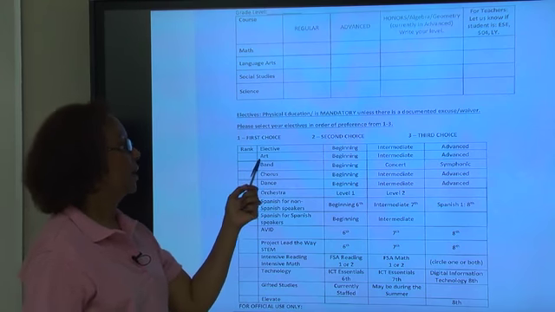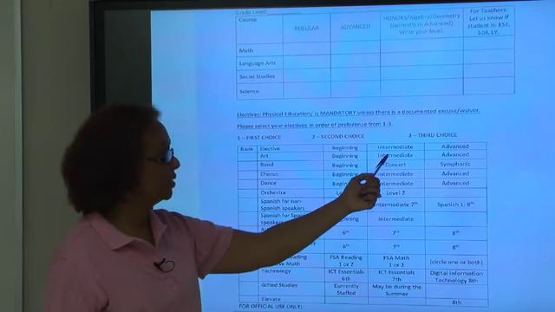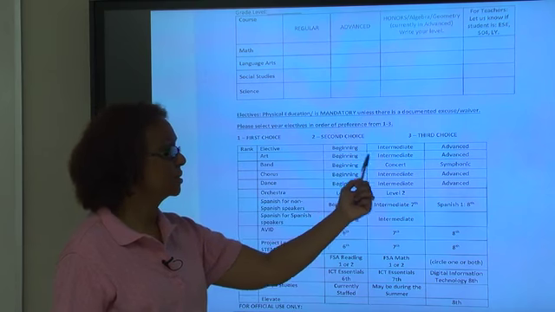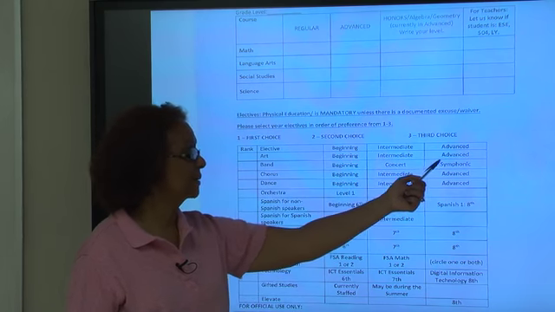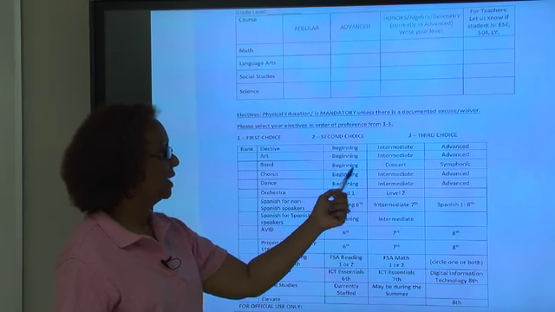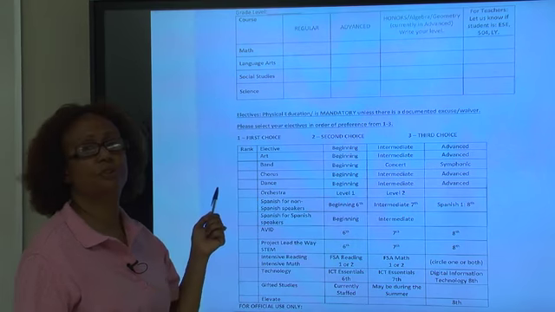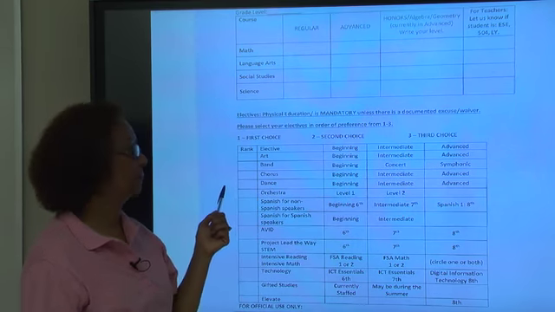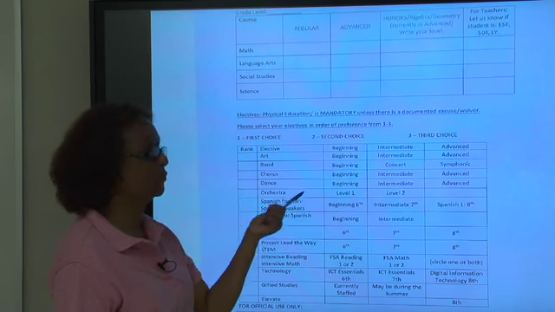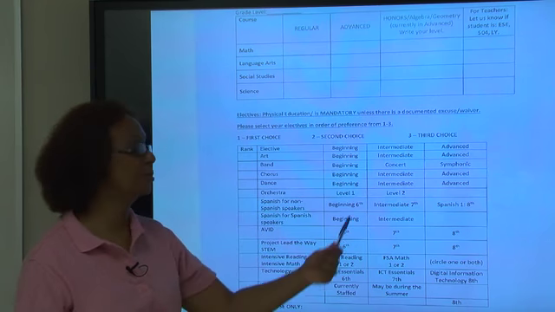Art. If you are already in art, you will not check beginning, but you'll do intermediate. If you had art 2 years in a row, then you will do advanced. Band, same thing: beginner, concert, or symphony. Your band teacher will tell you that if you already had band. Chorus, your teacher will tell you also, but if you were in it 1 year, then naturally the second year is going to be intermediate.